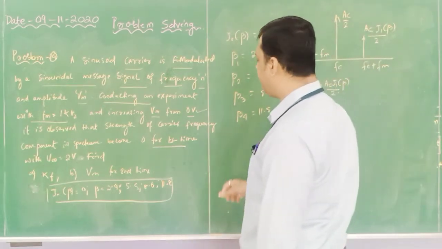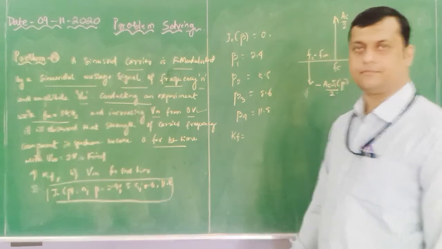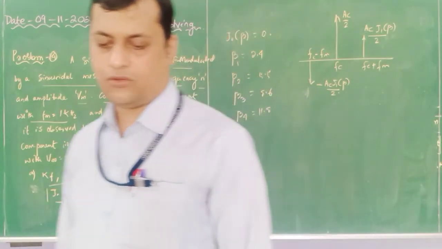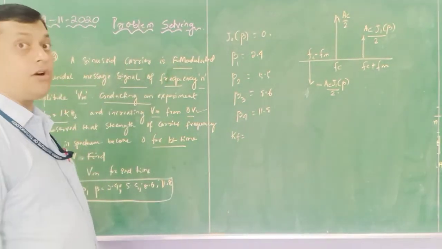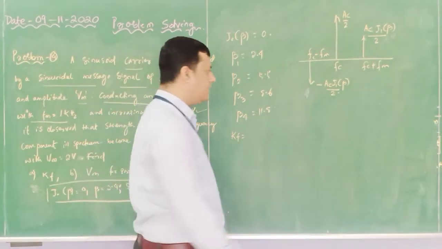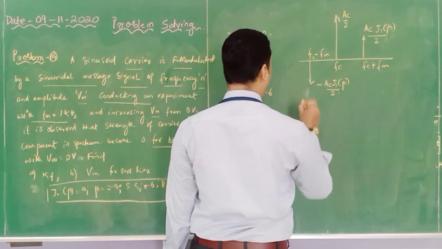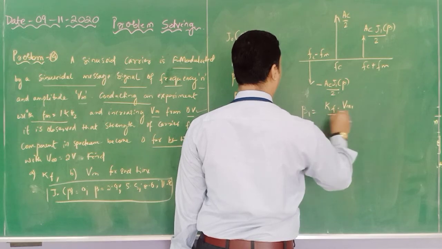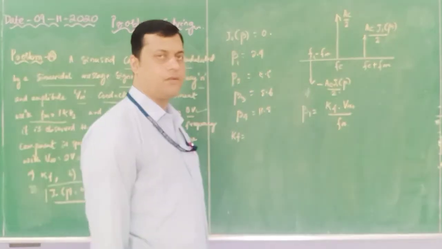Now we have to identify frequency sensitivity. Done. So for this frequency sensitivity, I need to identify first what will be my modulation index, because this frequency sensitivity depends upon modulation index. So first I am writing beta 1 = Kf × Vm1 / fm.